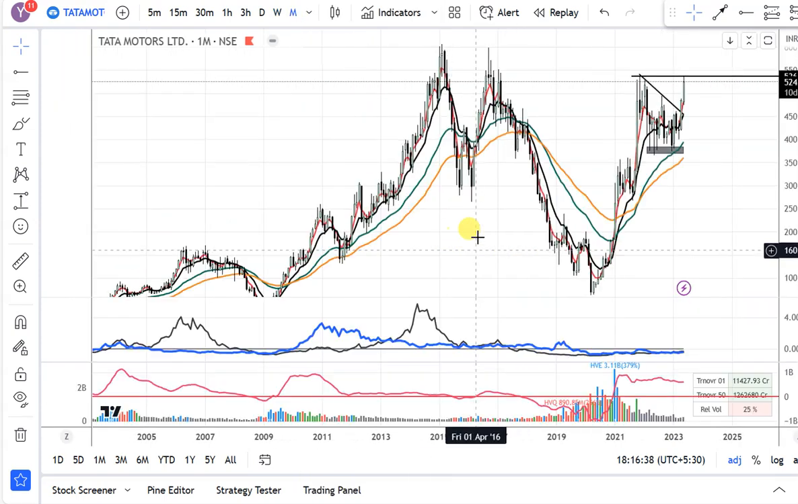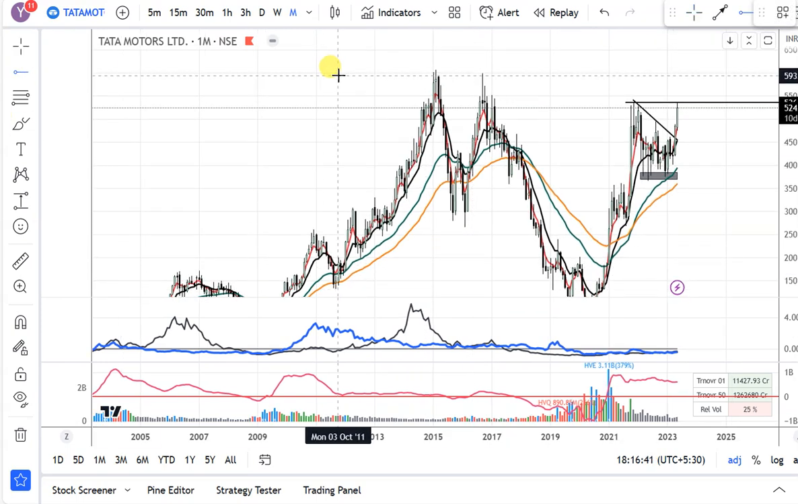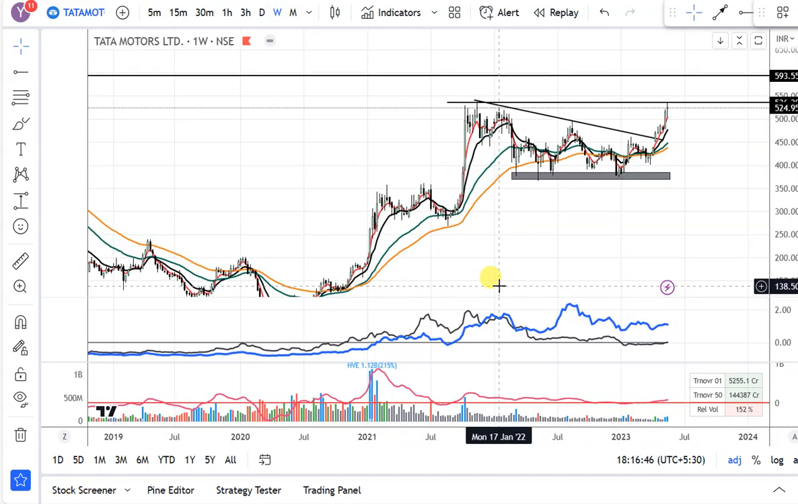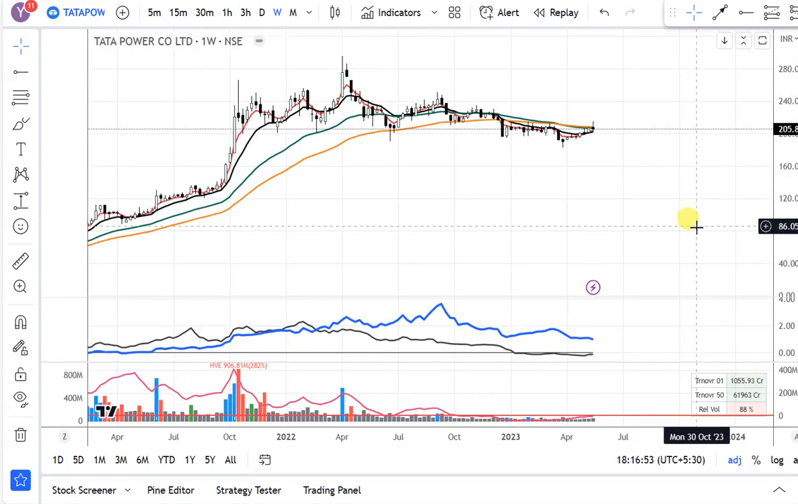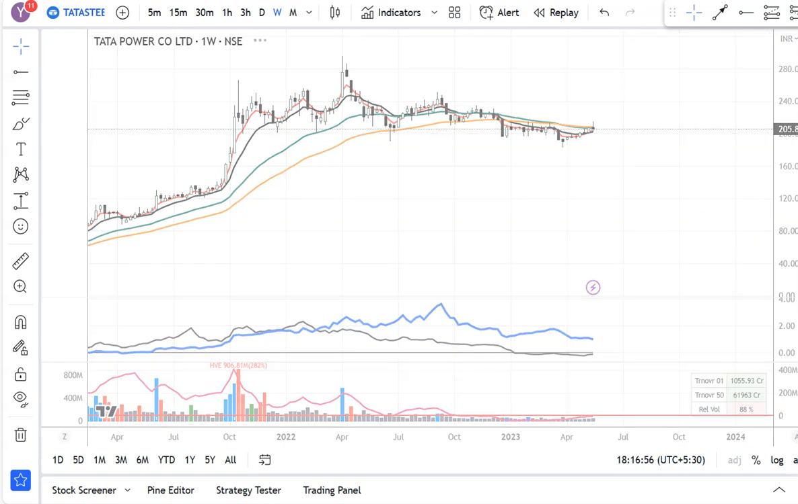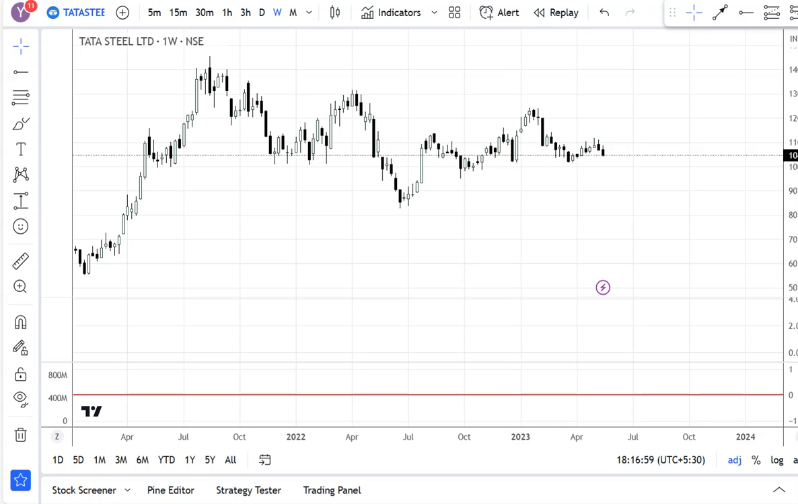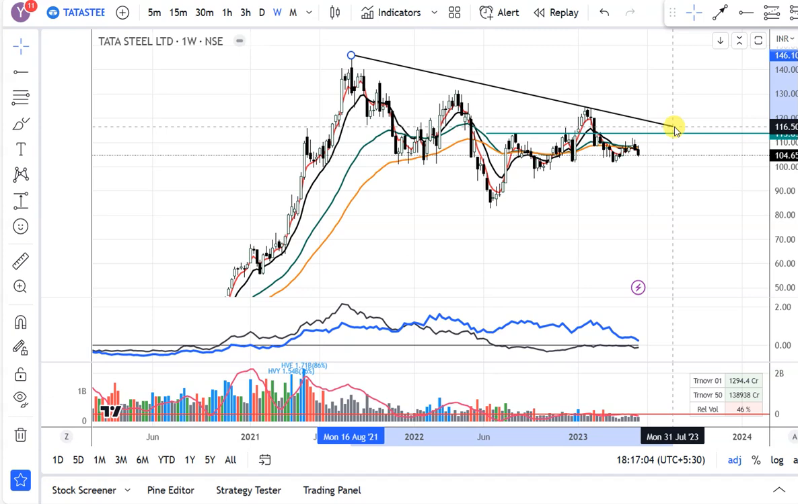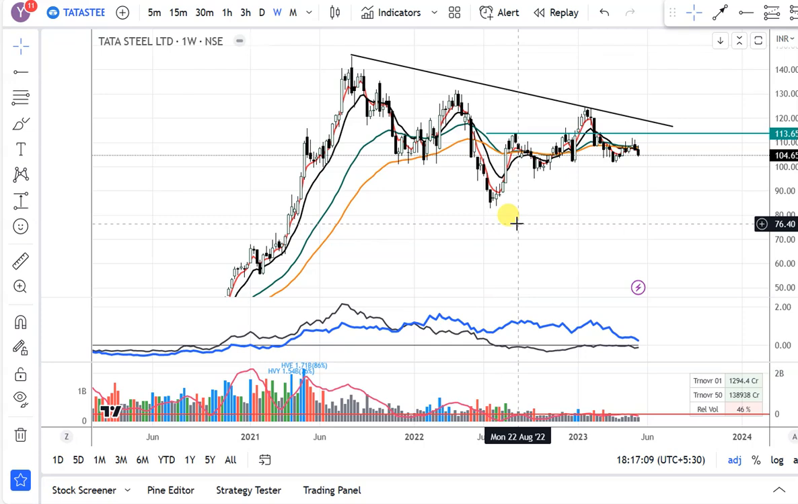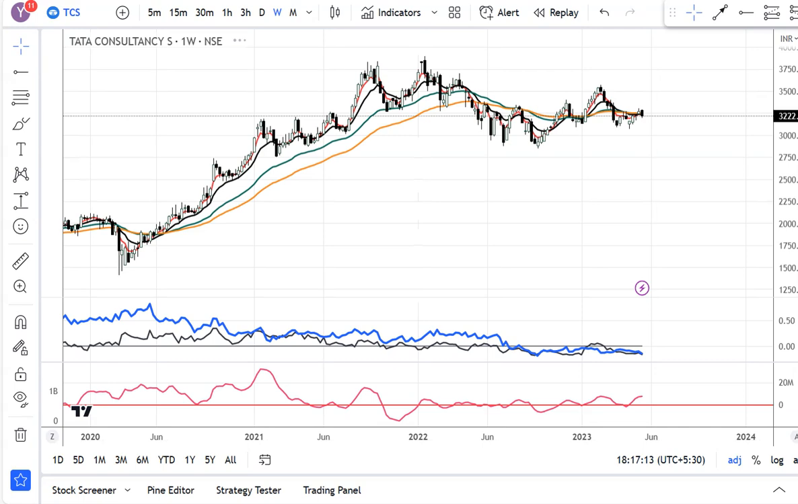Tata Power, nothing at all. Tata Steel, it is struggling. See, again it's making one, two, three higher lows on the higher time frame, which shows you that there is weakness in the stock. So you need to understand, the two higher lows have already been created. Until these two higher lows are breached, the strength will not come back. Tech Mahindra, there is nothing.